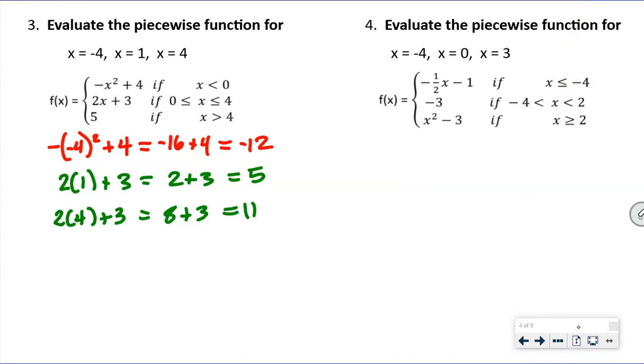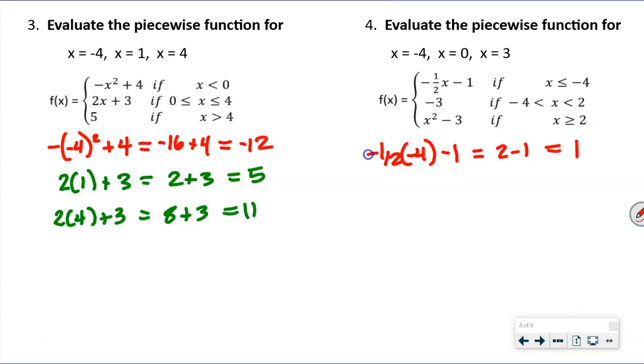Again, we're going to figure out where these numbers go. The first one is -4, and that goes in the first equation because it says x is less than or equal to -4. Not the middle one, because it just says less than. So here again, we're going to put -4 in the equation: -1/2 times -4 minus 1. A negative times a negative is positive. Half of 4 is 2, so that's 2 minus 1, which is equal to 1.